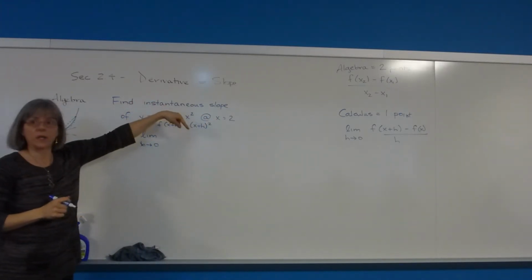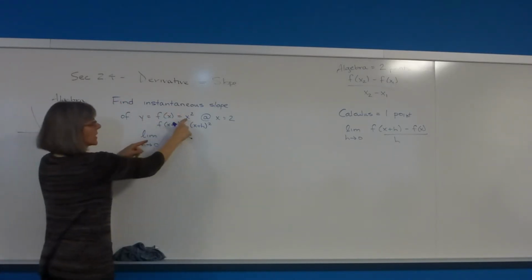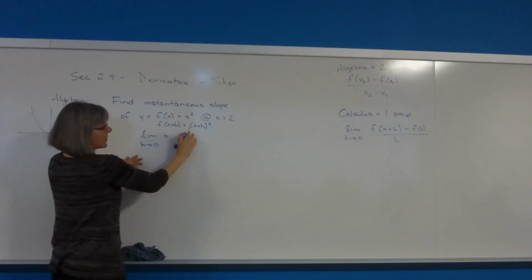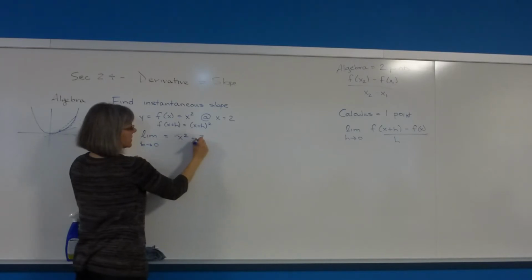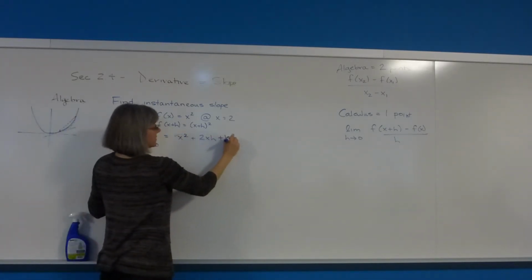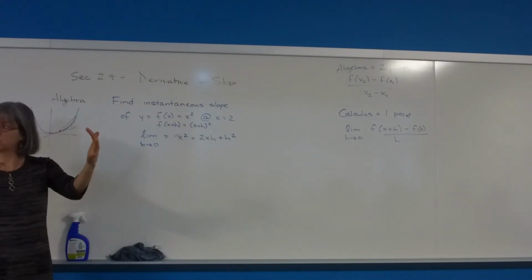Notice that I've written them one underneath the other. That's sometimes a good way to get the pattern right, so that everywhere I had an x, the x plus h goes in. So I'm going to multiply this out. So x squared, double that middle term, plus h squared. So that is this term here. That's f of x plus h.